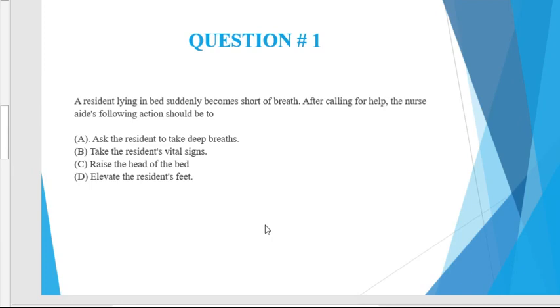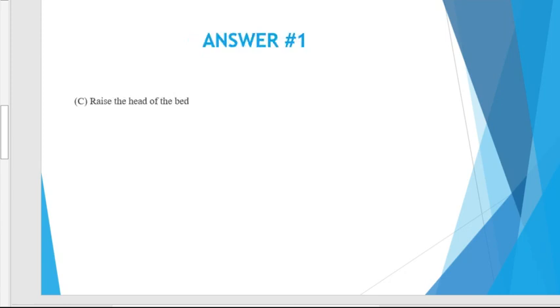Taking the vital signs, yes, it's possible that you take the vital signs when the nurse asks you to do so. So the right option here is raise the head of the bed. It makes it easier to breathe better when the head of the bed is up.